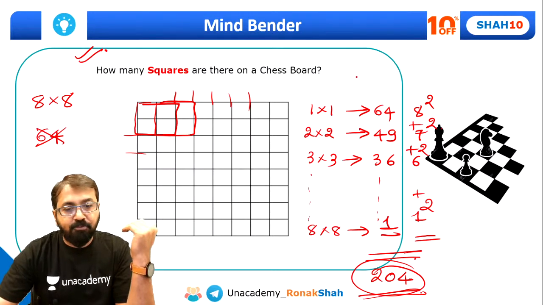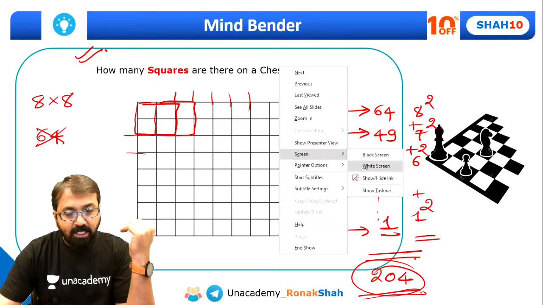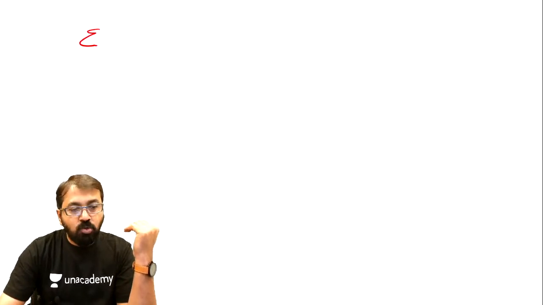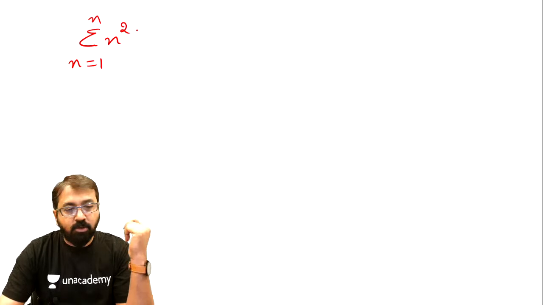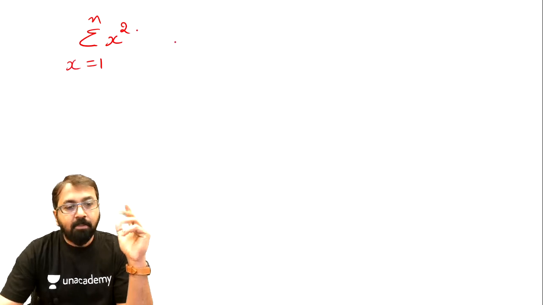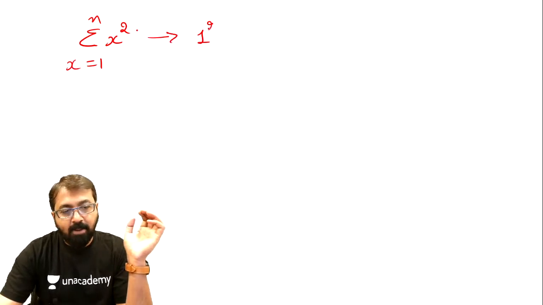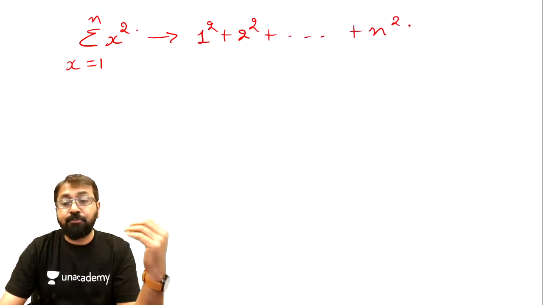So what will be the sum of squares of the first n natural numbers? Let me quickly give you the formula, guys. This is called sigma n square, where n goes from 1 to n, or you can say sigma x square, whatever you want to write. Normally we write sigma x square, where x goes from 1 to n. But this indicates 1 square plus 2 square plus 3 square up to n square, or you can also call it the sum of squares of the first n natural numbers.